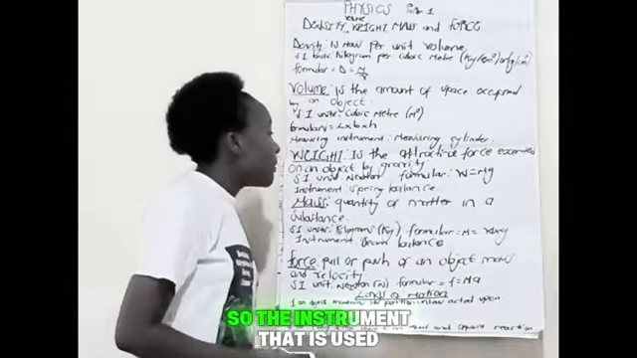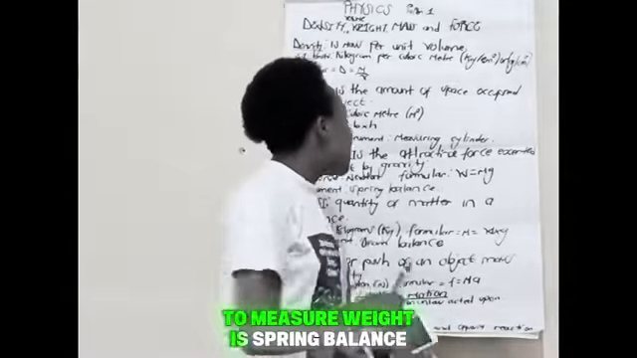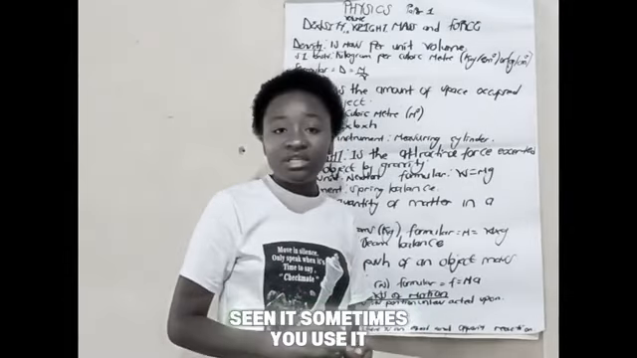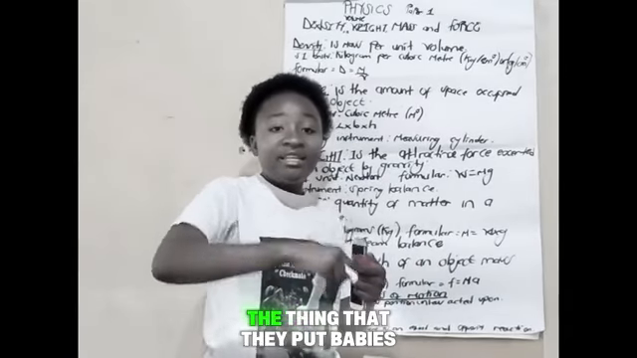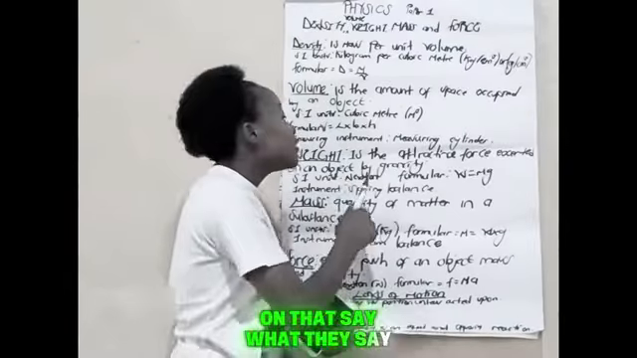The instrument that is used to measure weight is the spring balance. I think all of you have seen it. Sometimes they use it for milling or even at the clinic. The thing that they put babies on, that's the one they call a spring balance.